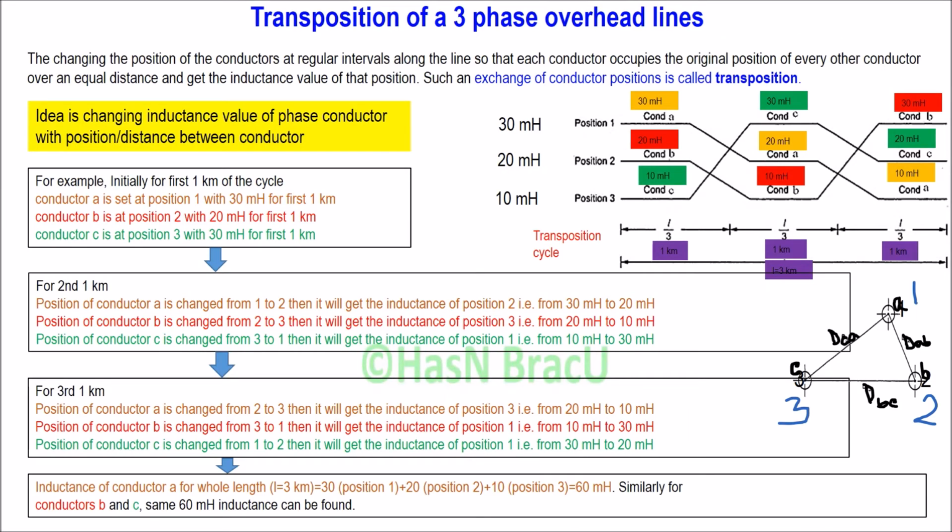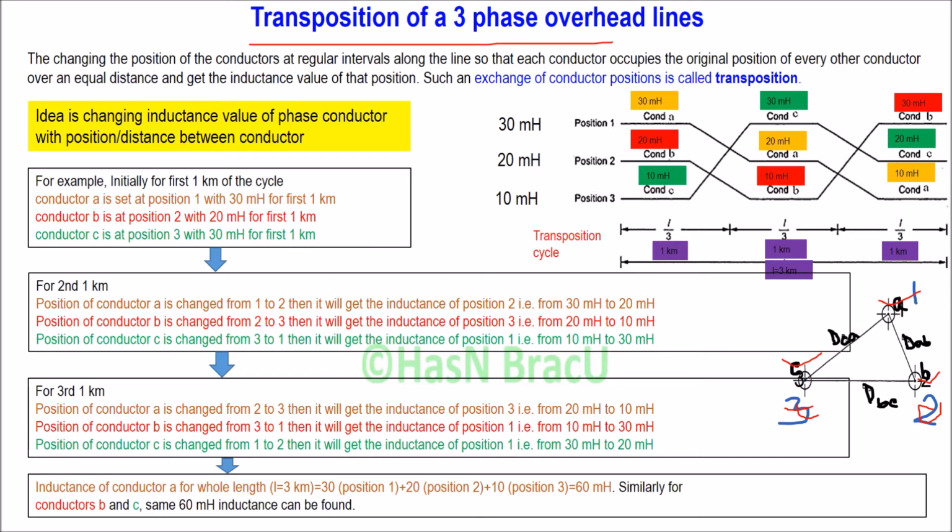Now, transposition of a three-phase overhead line. Let us consider three phases, phase A, phase B, and phase C. Phase A is at position 1, phase B is at position 2, and phase C is at position 3. And the distances between the phases are not the same. DAB is not equal to DBC and DBC is not equal to DCA, right?